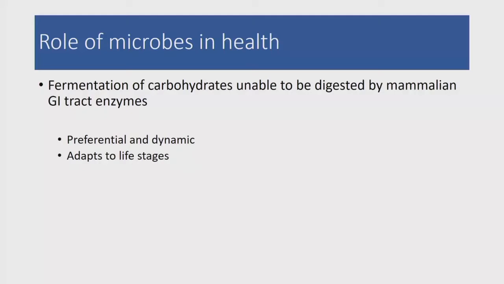So what contribution does the microbiome make to health? Well, it ferments carbohydrates that are unable to be digested by mammalian GI tract enzymes. It's preferential and dynamic, so it will change and adapt to life stages. So some of the bacteria that can digest human milk oligosaccharides, for example, are only present in the first year of life and then will no longer be present following that.